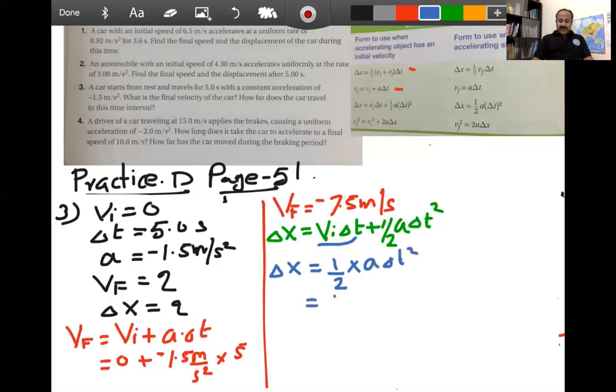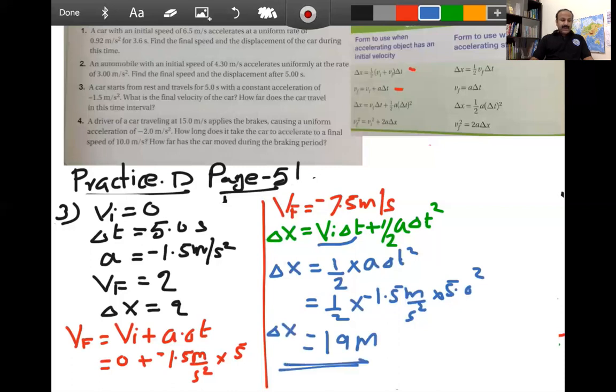So that is half times, what's the value of a? Minus 1.5 meter per second square times delta t square. Time is how much? 5 seconds. So your answer is 18.75, and you can see that all the values are given in two significant figures. So you can round this to 19 meters. Okay, so the value of delta x in this problem is 19 meters.